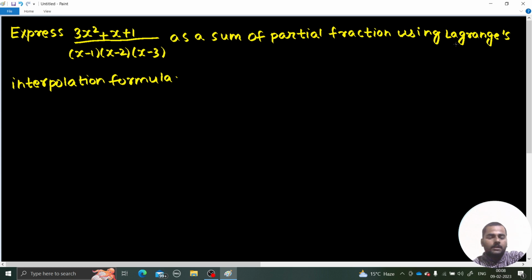For this type of question, whatever will be the numerator of the partial fraction, you have to assume that as some function. So let's suppose this as f(x), and the critical points that you will get from the denominator, that is x equals 1, x equals 2 and x equals 3, will be your values of x.